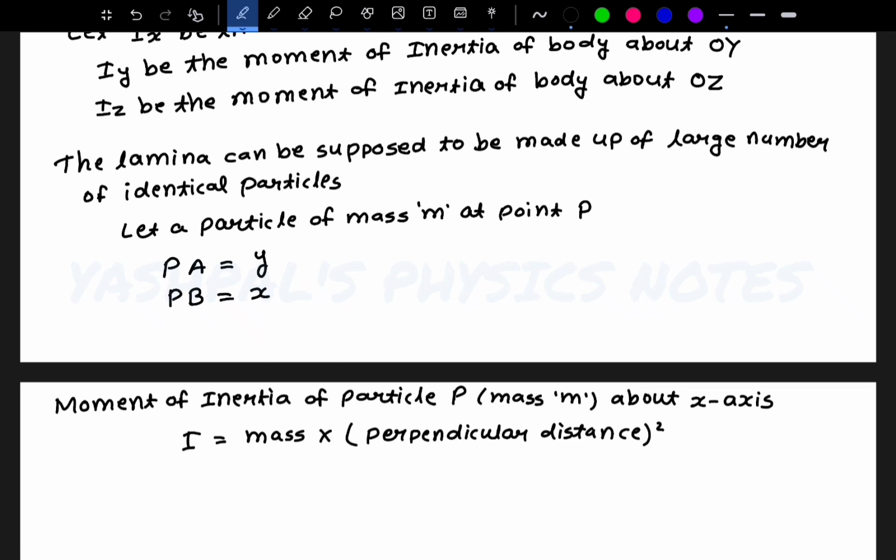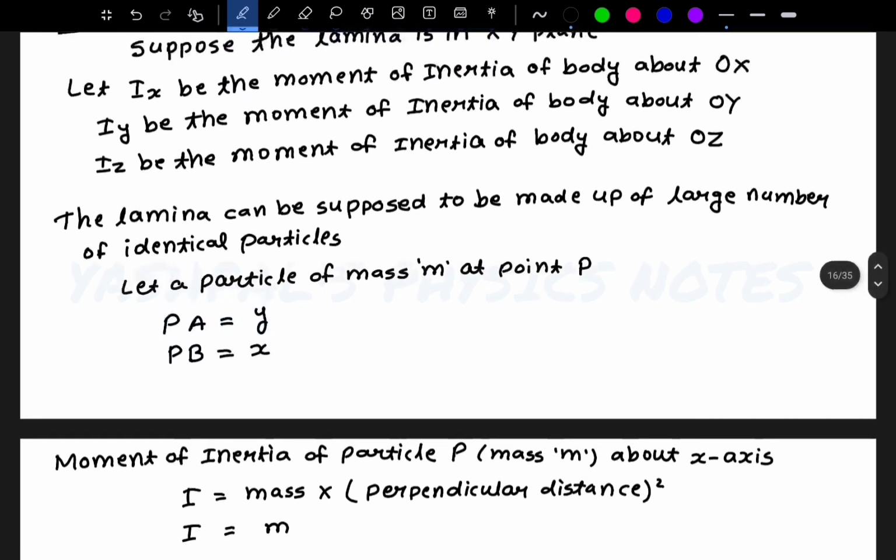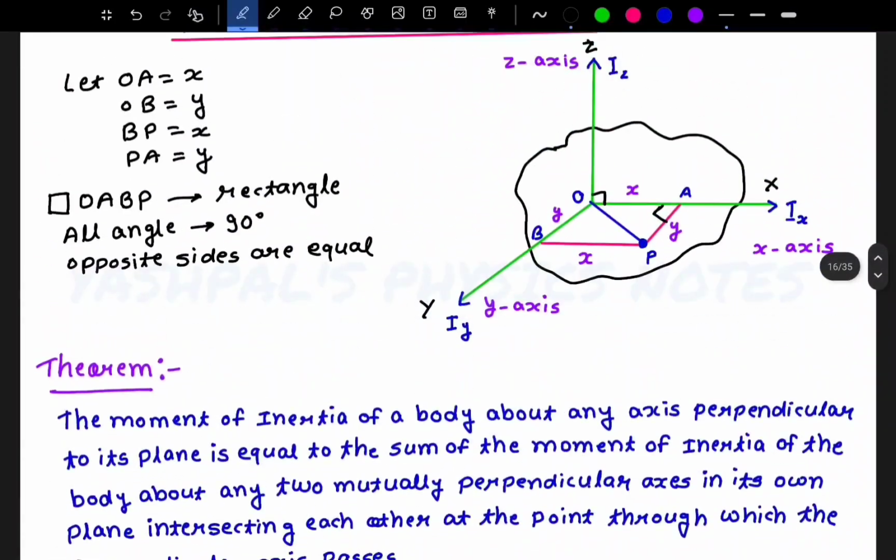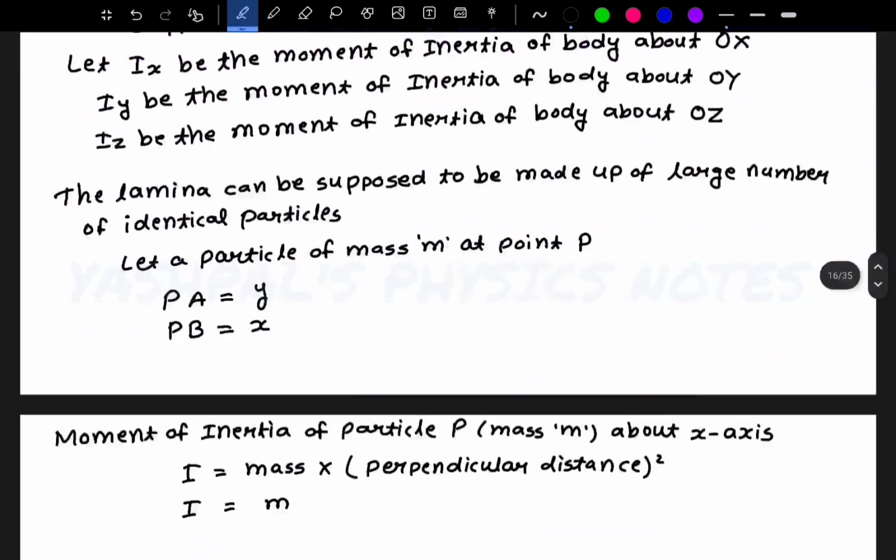So in the case of particle P about the x-axis, the moment of inertia will be the mass, which we have considered as small m, times the perpendicular distance squared. Which line is perpendicular here? PA is perpendicular to the x-axis, so the distance is y, which we have considered as PA. So here I am writing m y square.